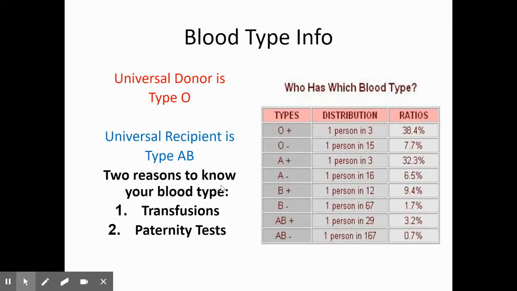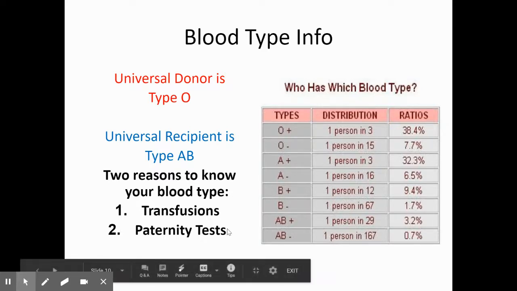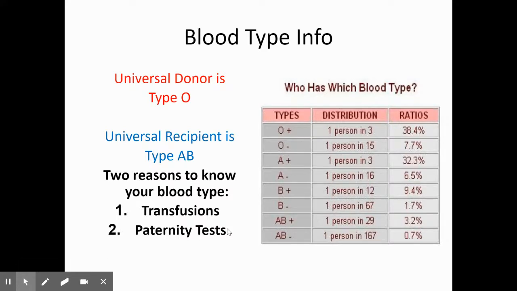This is a little less common now, but you can use blood tests for paternity testing. We already talked about in the biotechnology unit that DNA is often used more for paternity tests now, versus blood types. But these would be two reasons why you would want to know your blood type. So our next thing that we are going to do, now that we've learned about blood types, is get some practice using blood types in Punnett squares.